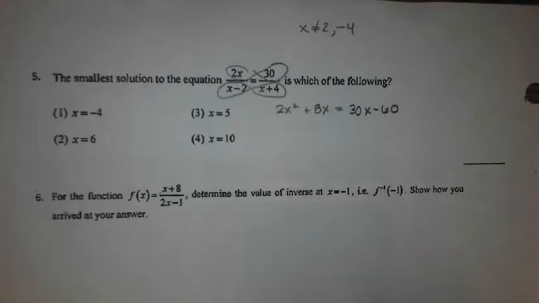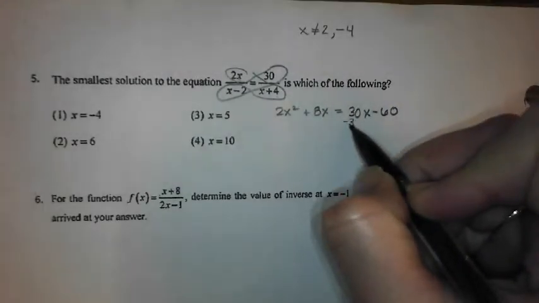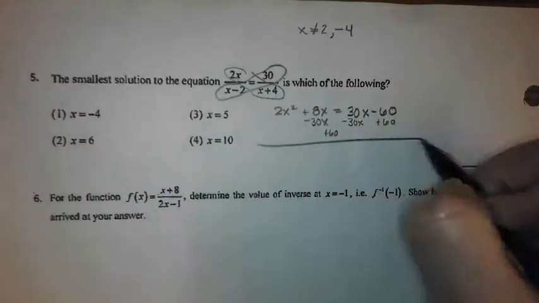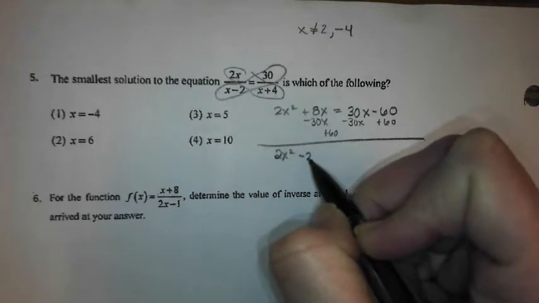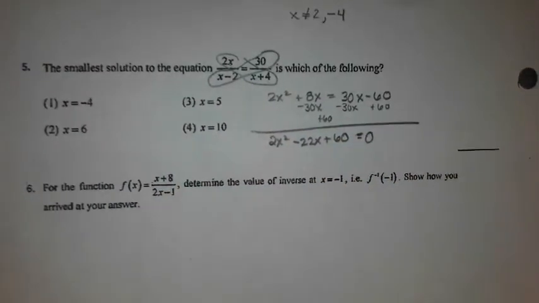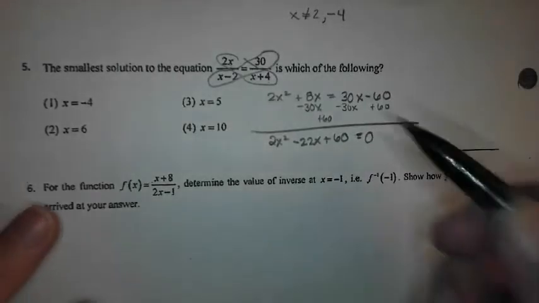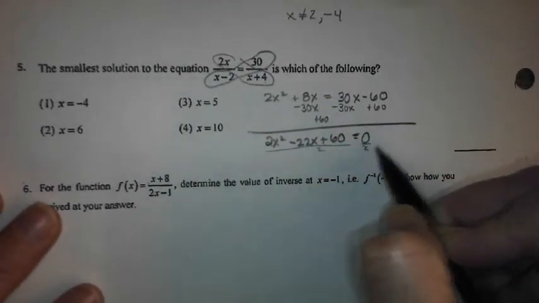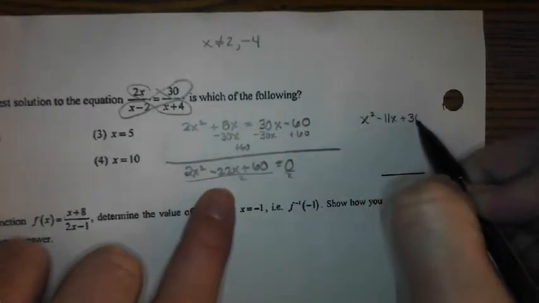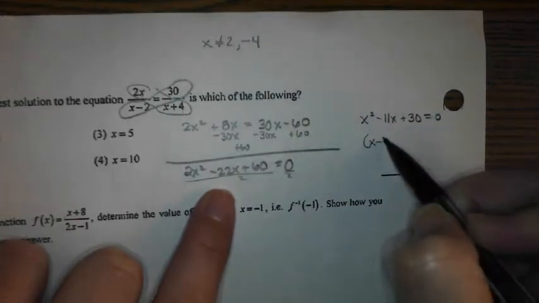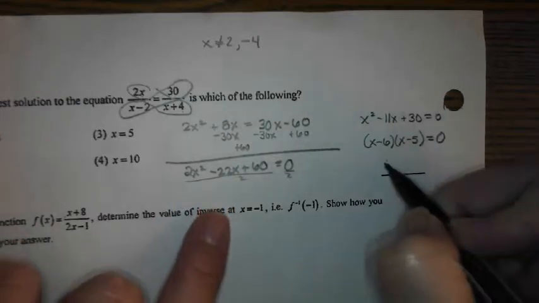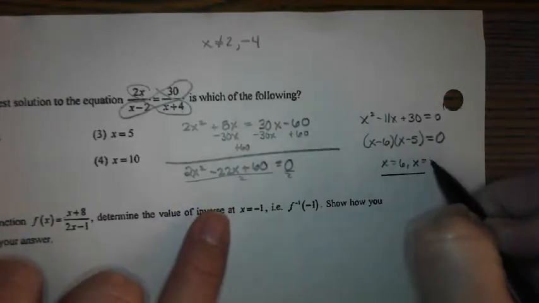It's usually a linear or a quadratic. In this case it's a quadratic, so subtract my 30x over and add my 60. So that's going to give me 2x squared minus 22x plus 60. Now factor or formula, but every term here is divisible by 2, so I can divide both sides by 2 and by 2. And that's going to leave me with x squared minus 11x plus 30 equals 0. Factor, it's easier now with smaller numbers, x minus 6, x minus 5. So x equals 6, or x equals 5.